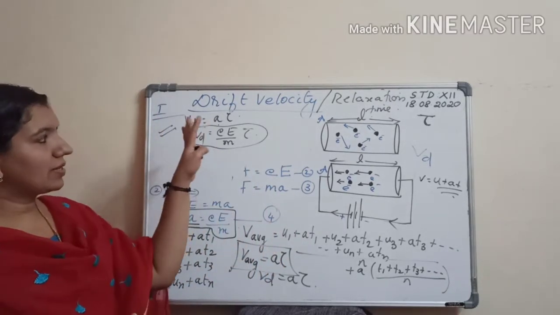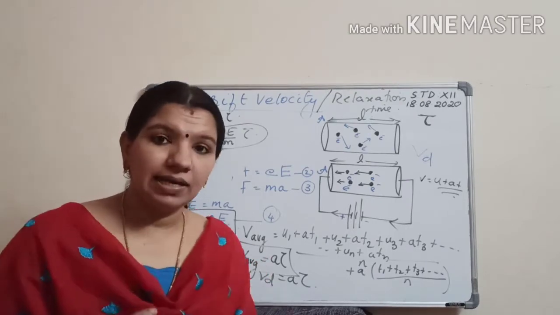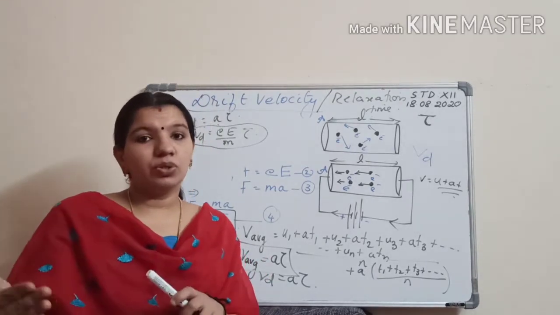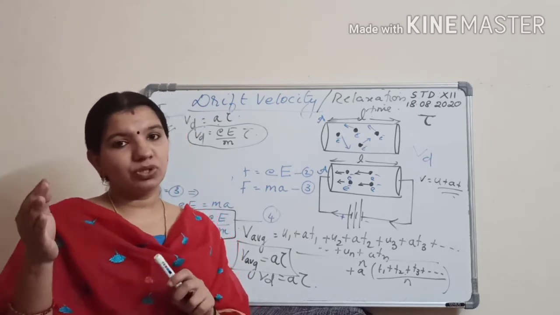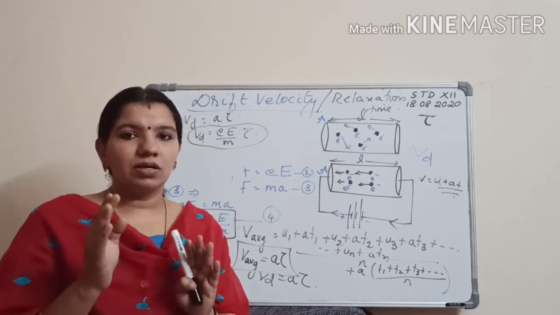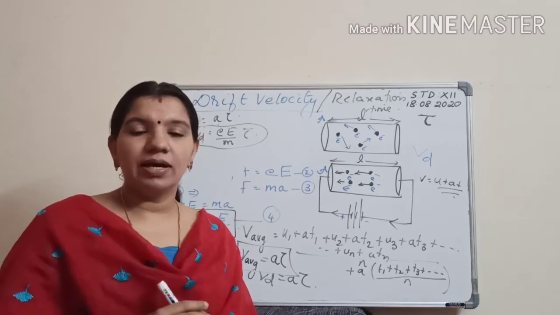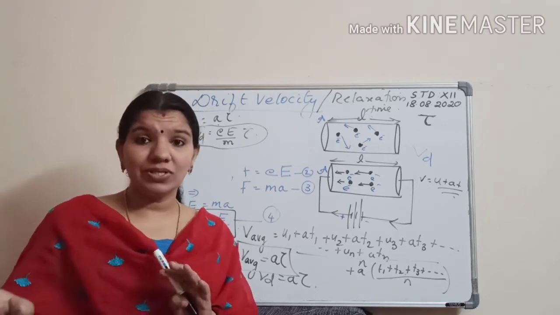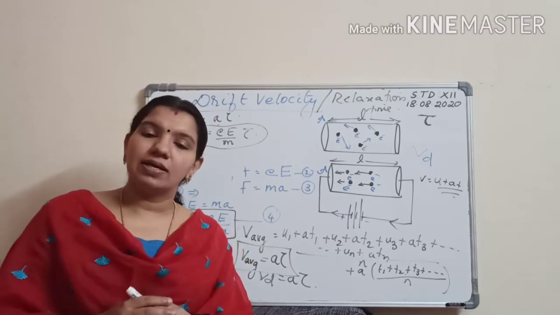And drift velocity is the average velocity when a metallic conductor is connected to what? An external field. What will happen? The electrons present inside the metallic conductor will drift a little, which causes a particular velocity, and that velocity with which it drifts to the positive side of the conductor is known as drift velocity.